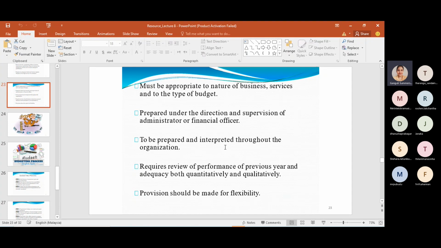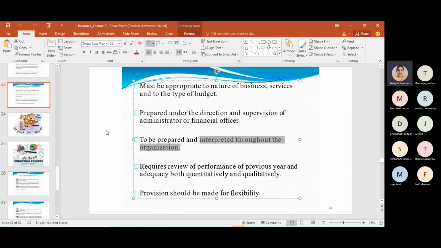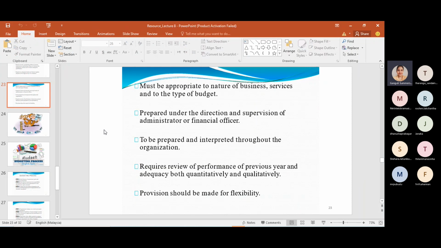So the HR budget should be interpreted by the HR, by the QA, by the production, by R&D, all the departments. That is the meaning of interpreted throughout the organization. That means you need to interpret the budgets as a team, as an entire organization. And that is another principle.